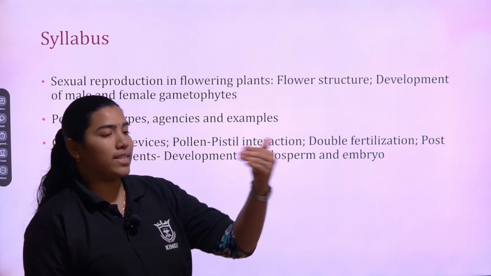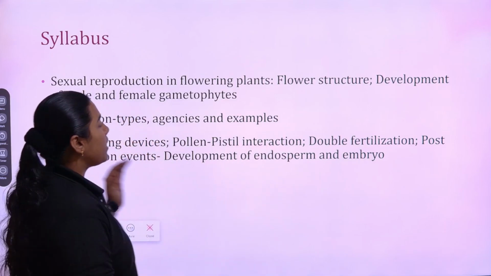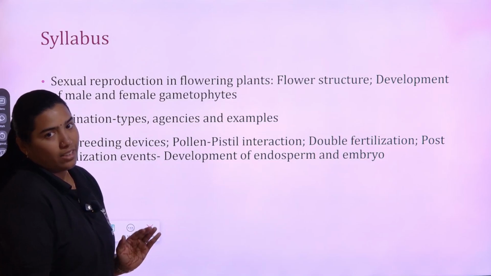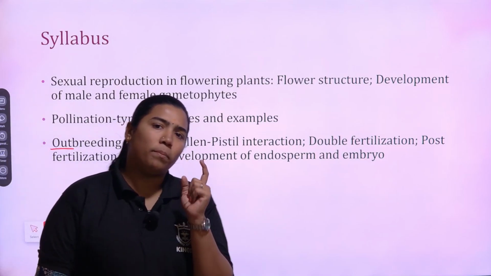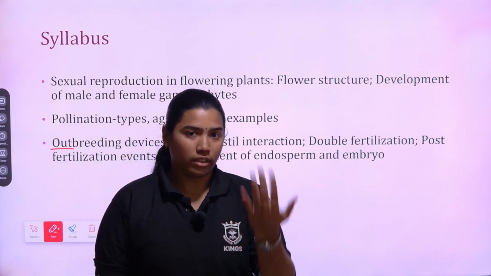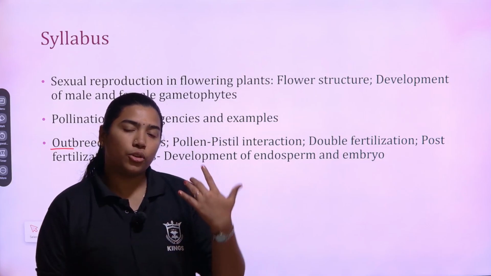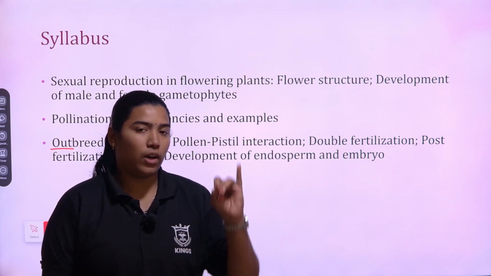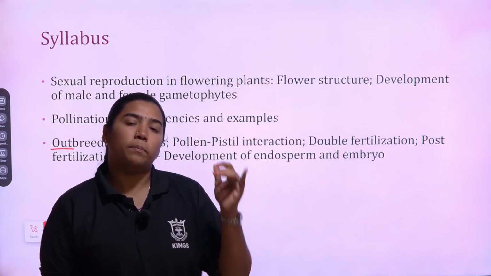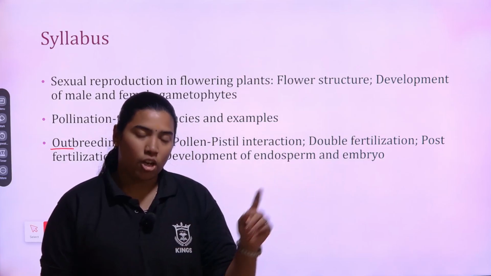In order to achieve that, what are the mechanisms that the plant adopts? In the first place, why should a plant prevent inbreeding? Why shouldn't it breed with itself? If you understand that, you will understand why the plant does so many things to prevent it.